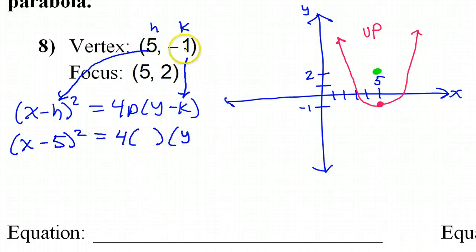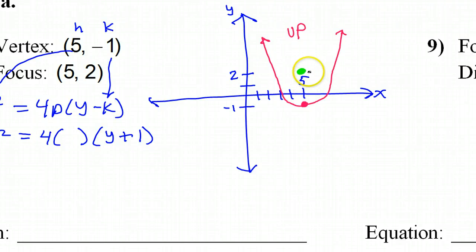Alright, and then I've got y. K is negative, so I'm going to go positive here. So y plus 1. Now all I need is the p value. But check it out, the p value is also shown in our little sketch, because the p value is the distance between the focus and the vertex. And look, this is down 1, this is up 2. That's a total of 3. Okay, that tells me that p is equal to 3. By the way, it's a positive 3 because it's upward facing. If this had been facing down, then it would be a negative 3.